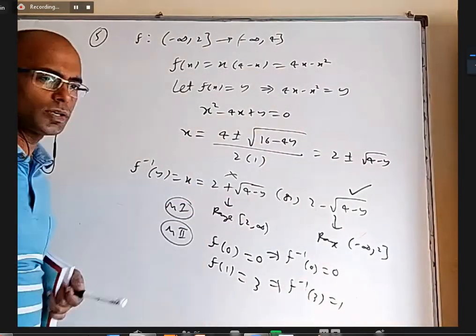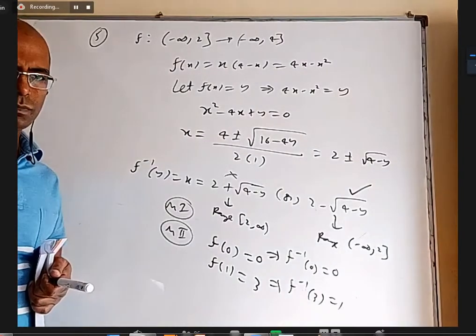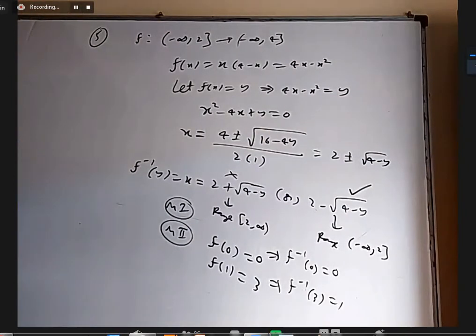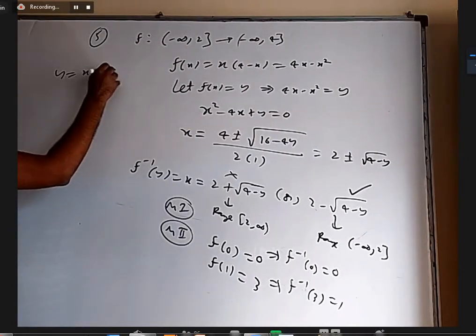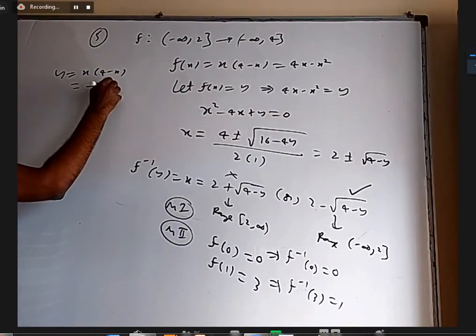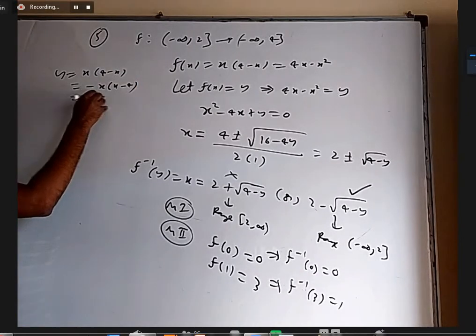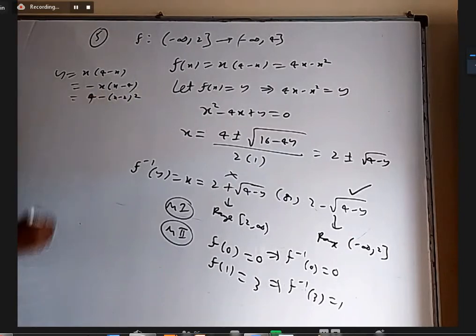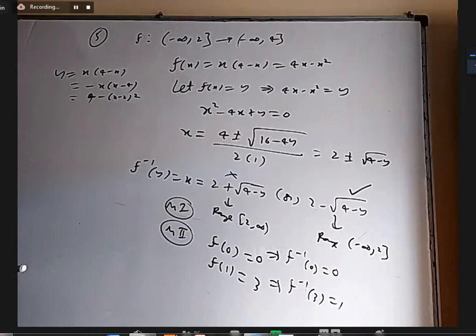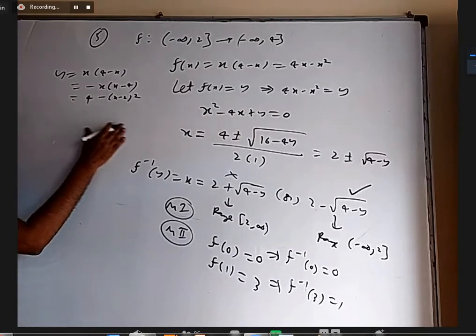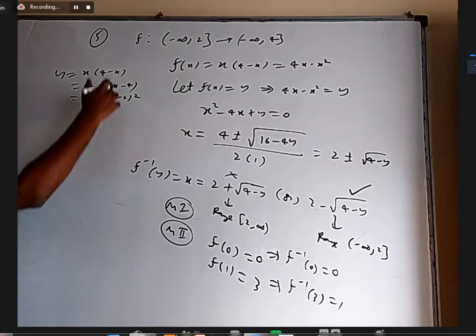You are getting two answers. How will you decide which answer is right? By drawing the graph. Yes, you can draw the graph also. Let us see what the graph of x into 4 minus x is. y equals x into 4 minus x. If you take minus common, it is minus x into x minus 4. Or I can also write this as 4 minus (x minus 2) whole square. Either way. If it is this, I have to draw the x square graph, shift horizontally by 2 units, multiply with minus, and move upward by 4 units.